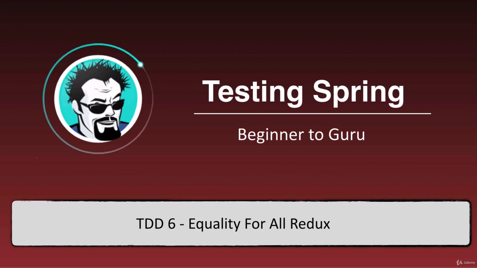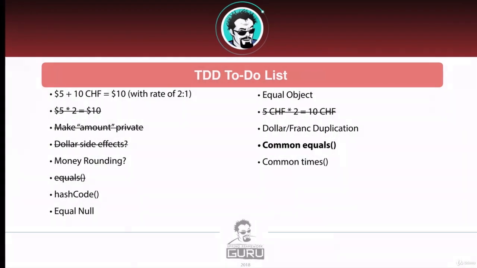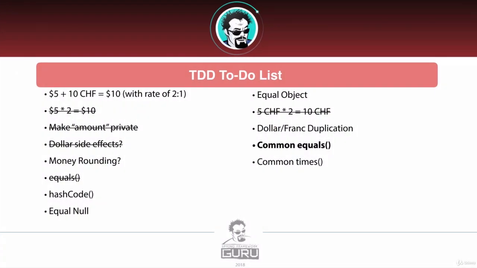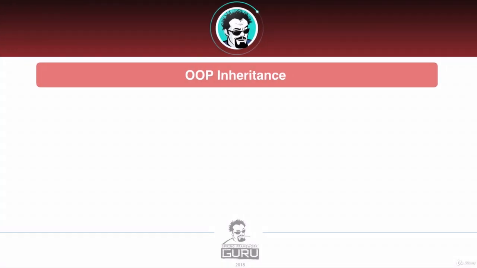All right. In this video, we are going to look at equality for all redo. So bringing back up our to-do list here, what we want to do is tackle the task. You can see it in bold there that I have common equals there because we do have code duplication here, and we can get to a common equals method. And what we're going to do is, if we remember, we do have an object-oriented programming language that we're dealing with, so we can look at it using inheritance.